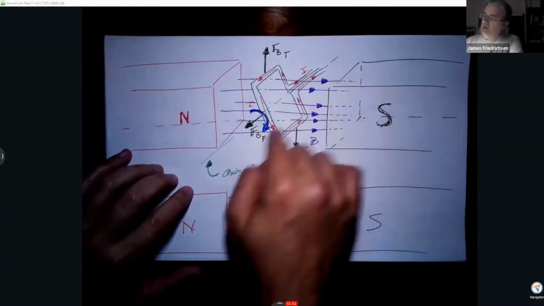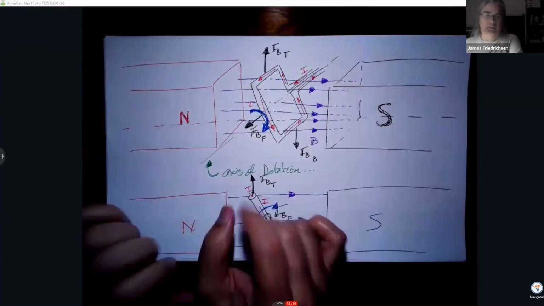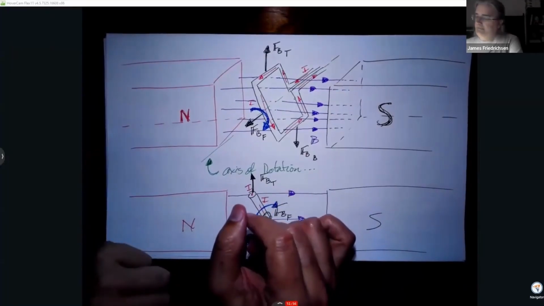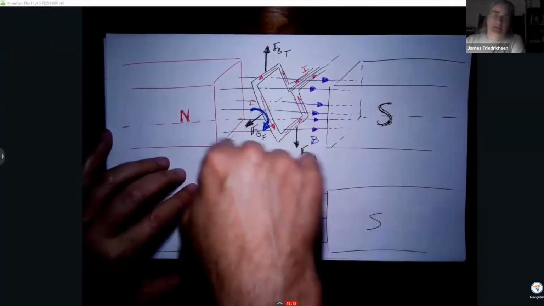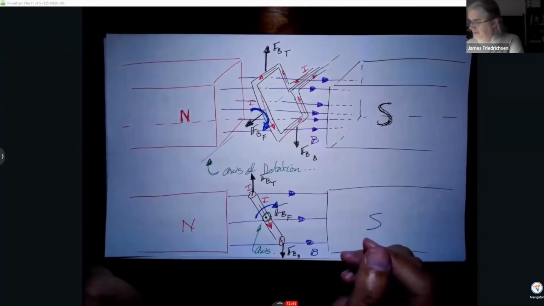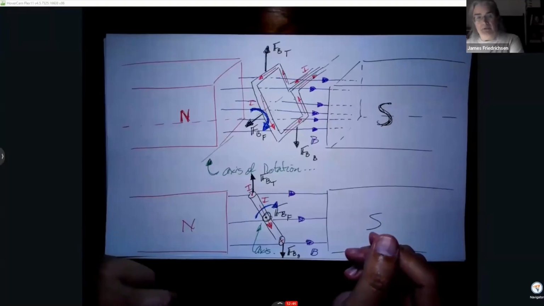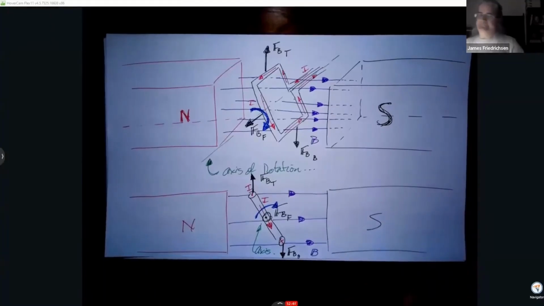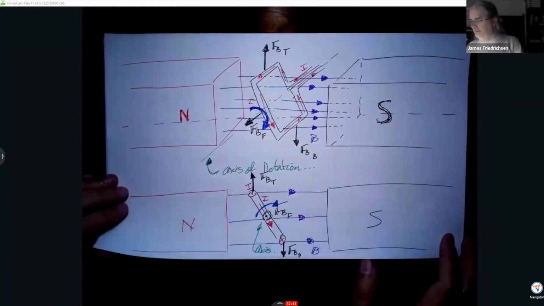By running the current through the loop, or through the armature of the motor, it's going to cause it to rotate. And so round and round and round it goes. And we essentially made a very simple electric motor, which, as you can tell, is a fairly important concept for us out of this particular topic.